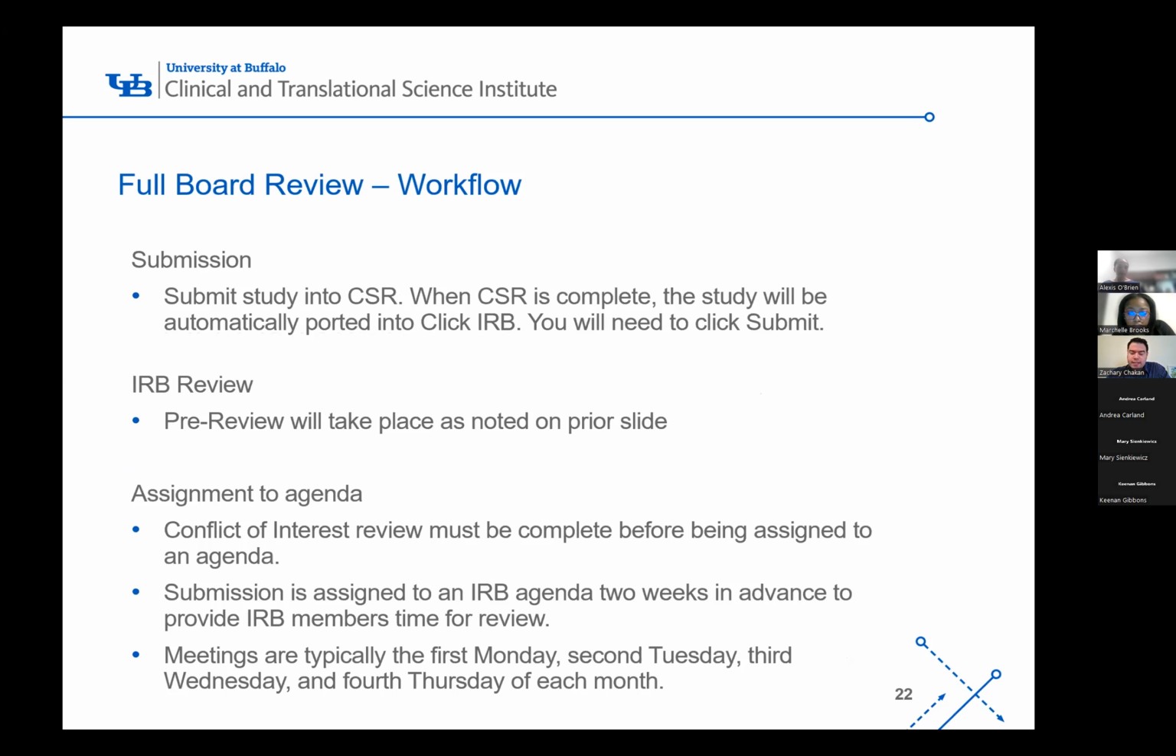The meeting coordinators actually assign it to a meeting agenda. And in the last year or so, it was changed so that the conflict of interest review must be complete before being assigned to an agenda. We were having situations where individuals would not have their CITI training done or their conflict of interest reviews done. We would get the study on a board meeting and have it be ready for approval, but then site members still wouldn't complete their research training or their conflict of interest for months after that. So it couldn't actually be approved. So we now require that, especially the conflict of interest review, be done before putting it on a board meeting.